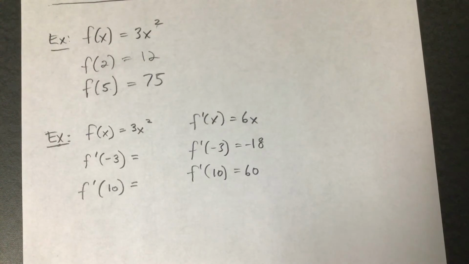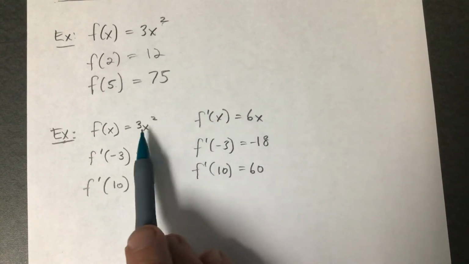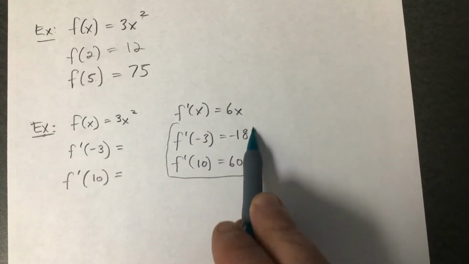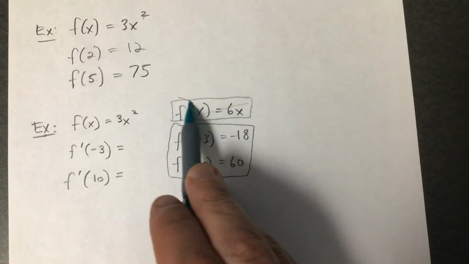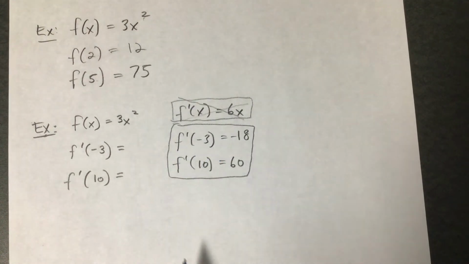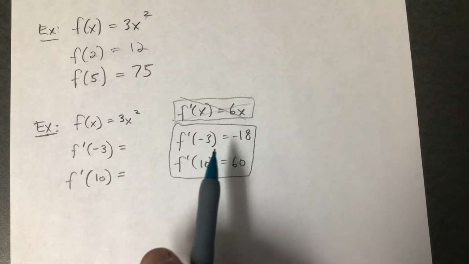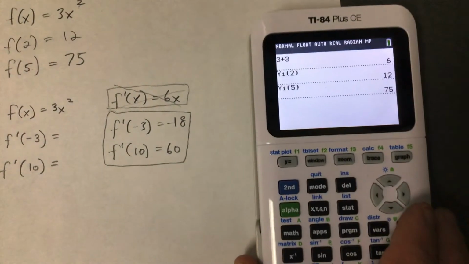But again, our calculator can do this. It can calculate the derivative of functions at points. Our calculator cannot do this algebraically. What it can do is do it only at a point. So now what's happening? Let's do this on our calculator.